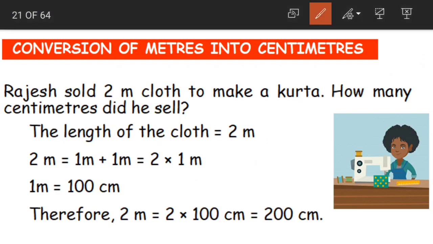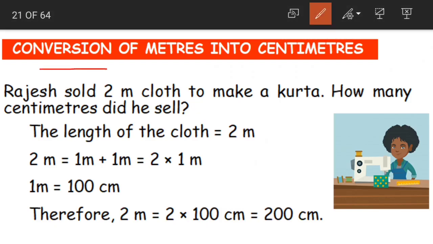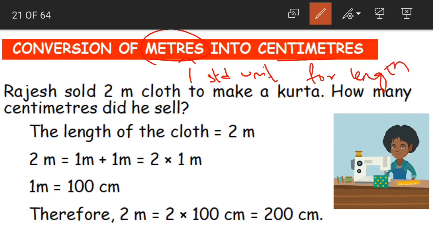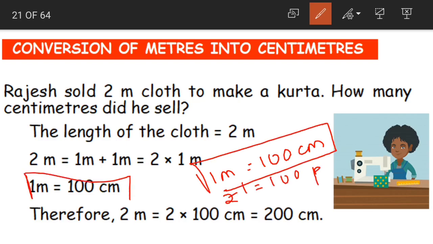So from the chapter measurements, in the previous class we have started the chapter measurements, right? Yes, today let us learn about conversion of meters into centimeters. Yes children, yesterday we have learned that meters is the standard unit of measurement for length in the metric system, and centimeter is used for measuring smaller distances. And what was the relationship between meters and centimeters? 1 meter is equal to 100 centimeters. Just like 1 rupee is equal to 100 paise, 1 meter is equal to 100 centimeters.